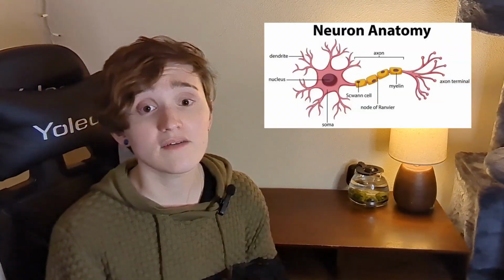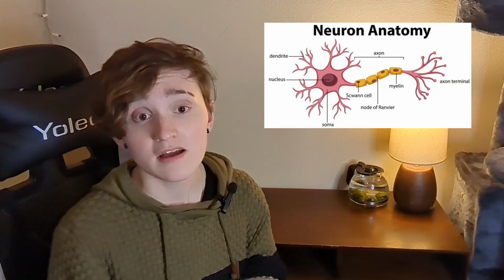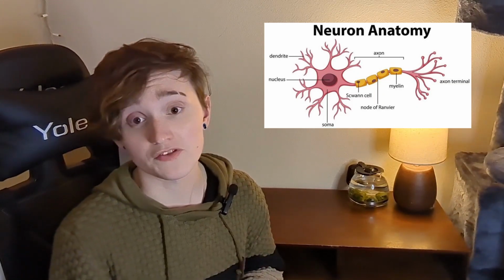To better understand how a neuron functions, let's break down their basic structure. Here we have a diagram of a multipolar neuron. If you don't know what that means yet, don't worry, you will soon. And of course, the image is going to contain every detail, but it's the ones that we'll be covering today.